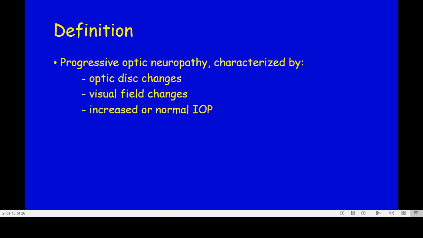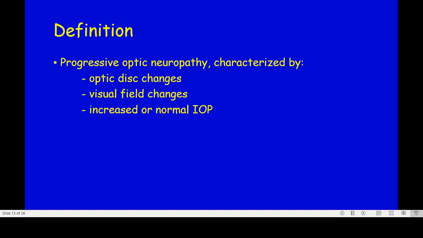The first important thing in any disease process is its definition. As you must be knowing, glaucoma is defined as a progressive optic neuropathy with very characteristic changes in the optic nerve head. The optic disc is basically the head of the optic nerve. These changes are reflected very well in the visual fields of the patient, which we can examine with the help of certain equipment.